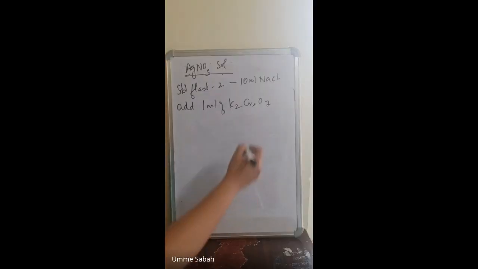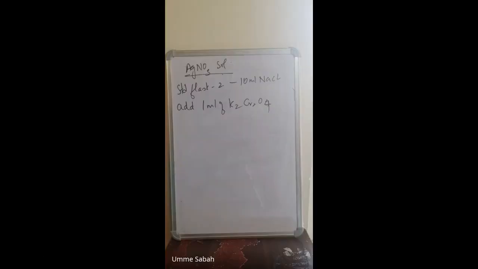Ma'am, in manual it is mentioned K2CrO4, ma'am. Oh, this is potassium chromate, not dichromate. Chromate, ma'am. It is not dichromate. Yeah, yeah. Potassium chromate, K2CrO4. Indicator. Ma'am, it's only Cr, not Cr2. Okay, thanks for the correction.